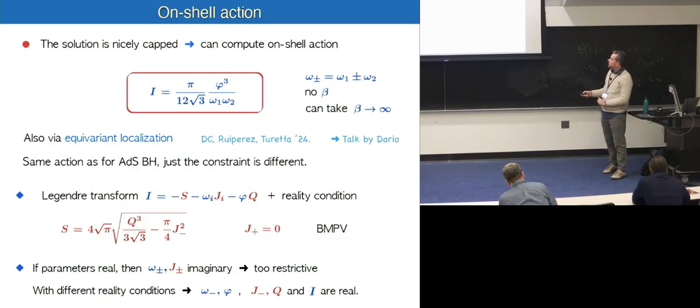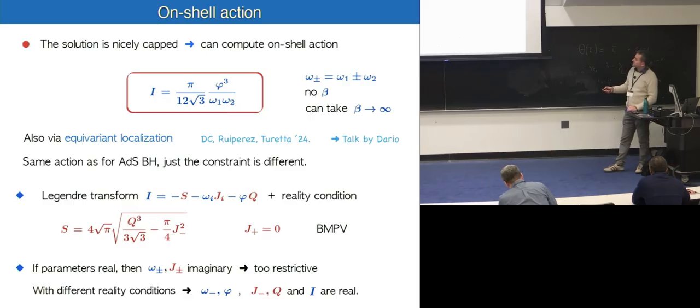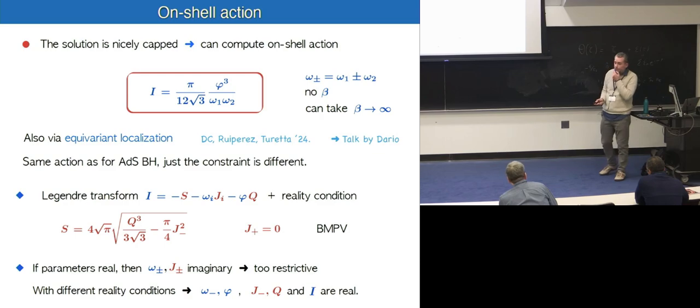So that's the constraint I impose. In asymptotically AdS, it would be slightly different, but the rest is the same. So the form of the action is the same in the two cases. It can be computed in a number of ways, also via equivariant localization, but this will be the subject of Dario's talk. One way to compute it, in this case, we have the explicit solution, so we can just compute it by an explicit computation. In the asymptotically AdS case, things may become more involved, especially if you consider more complicated topologies where the solution is not explicitly known.